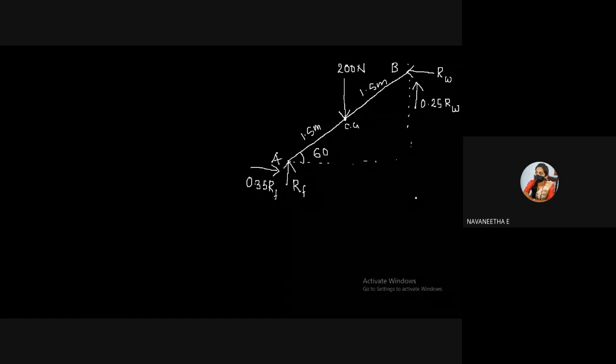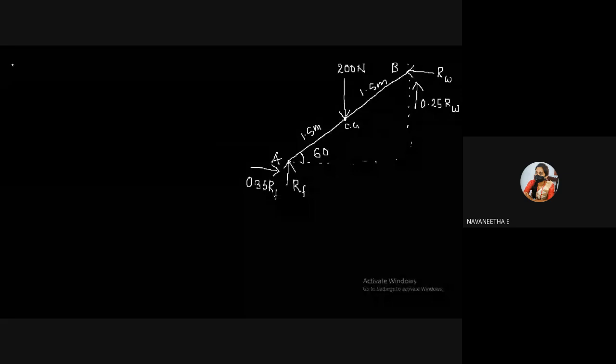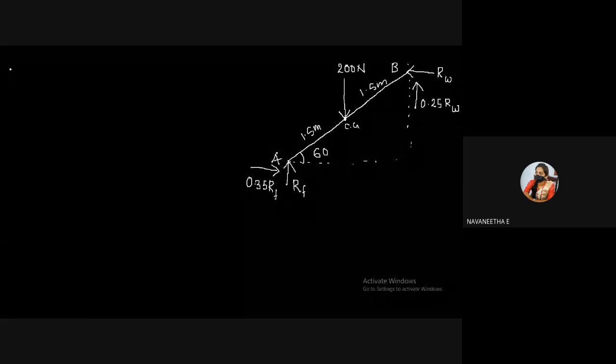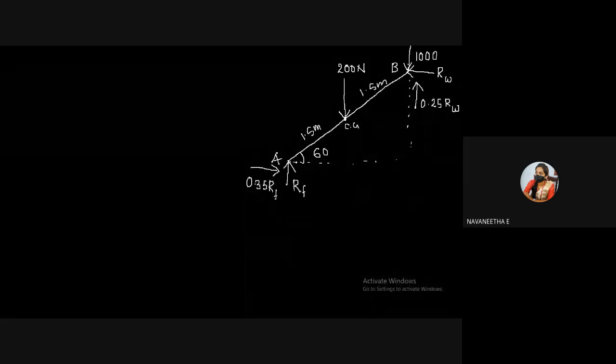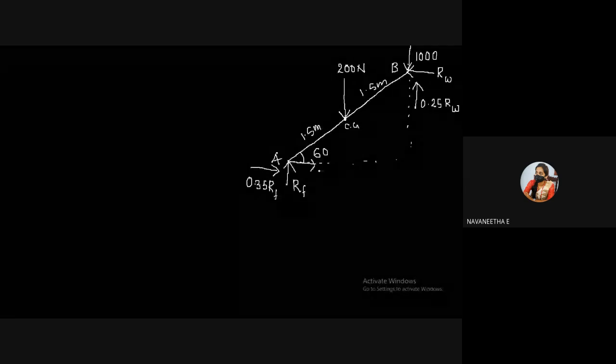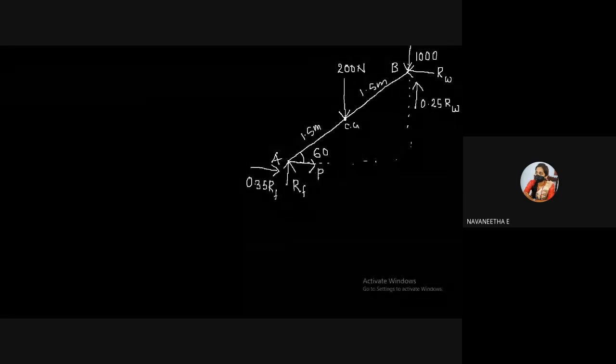So here I am considering sigma Fx. The entire system is in equilibrium. And there is a force given, that is 1000 Newton acting at the point B. So in order to keep the entire system in equilibrium, we have to apply a force P at point B.